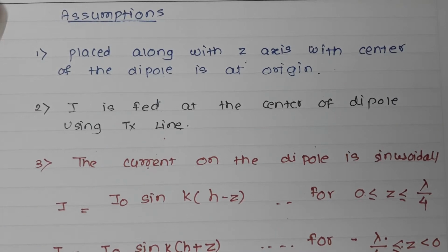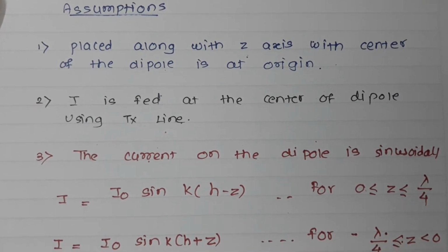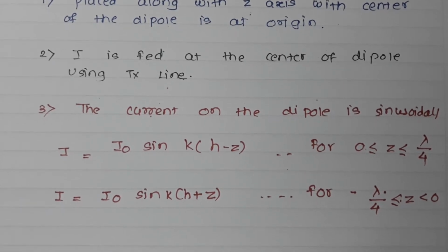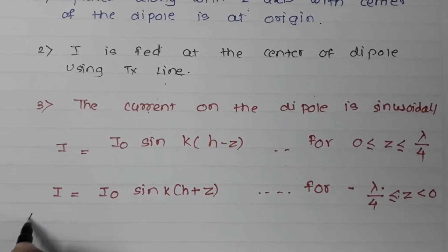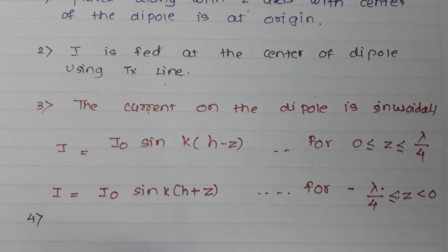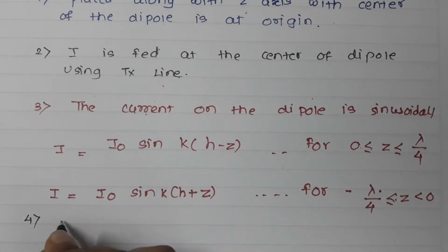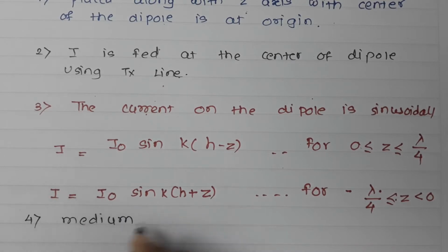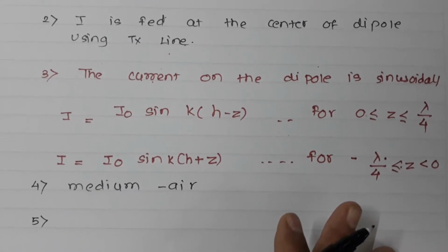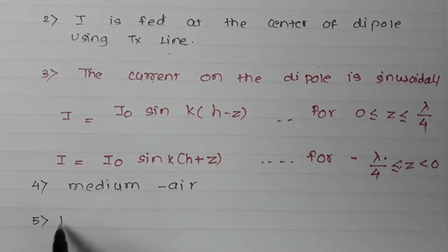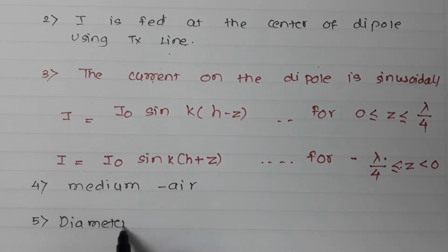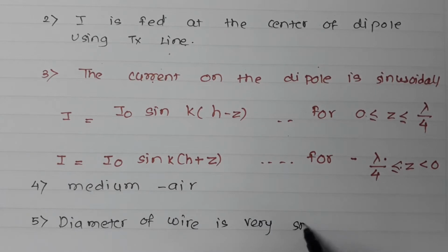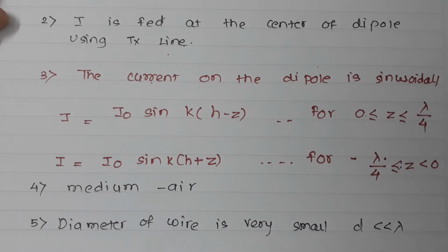If I am interested in calculating or analyzing this particular antenna, I can assume two more things. The fourth thing is that the medium surrounding the antenna is air. The fifth assumption is that the diameter of the wire is very small as compared to the wavelength, so d is much less than lambda. So this is our fifth assumption.